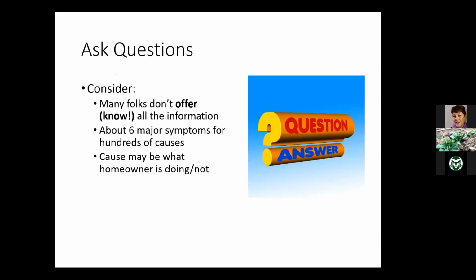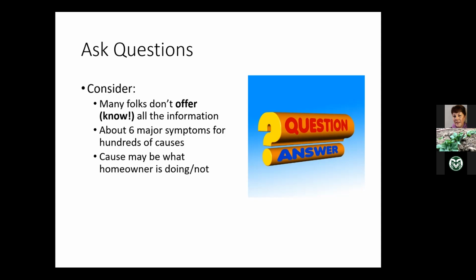And when we ask questions, we have to consider that a lot of people may not know all of the information that you're asking. And sometimes we just have to keep a question at a time and figure it out. There's about 6 major symptoms for hundreds of causes, wilting, yellowing, things like that. But it could be anything from abiotic to viruses to other plant pathogens and things.